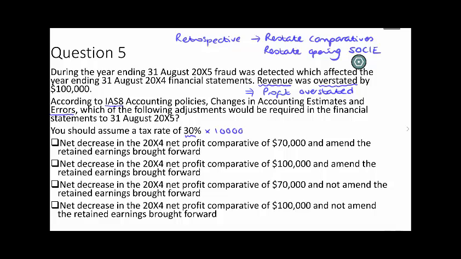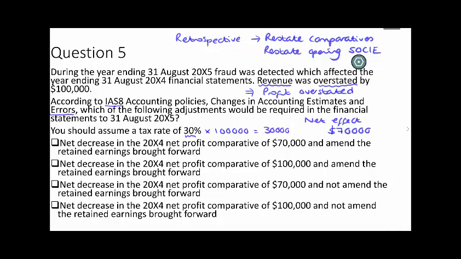So in this case, we would end up with a reduction in tax of $30,000, so that the net effect on our profit is actually the difference between the $100,000 and the $30,000, which here would give us an adjustment to make of $70,000. So if we go and look at the answers that we've been given, we can see that two of these include an adjustment of $70,000. And then the next stage is to try and work out what the difference between those two possible answers is.